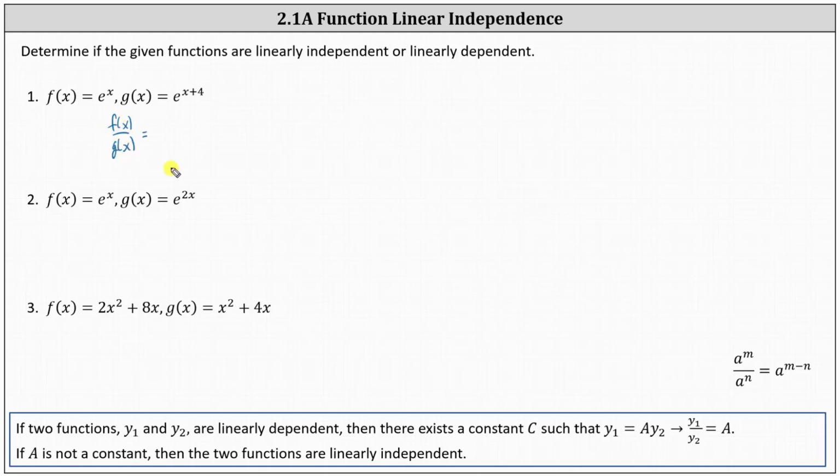And again, if we get a constant, the two functions are linearly dependent. If we don't get a constant, the two functions are linearly independent. This gives us e to the x divided by e to the power of x plus 4. Recall, when dividing with the same base, we subtract the exponents. This simplifies to e to the power of x minus the quantity x plus 4, which gives us e to the power of negative 4, or 1 over e to the 4th. And because e is a constant, this is also a constant, which indicates the two functions are linearly dependent.